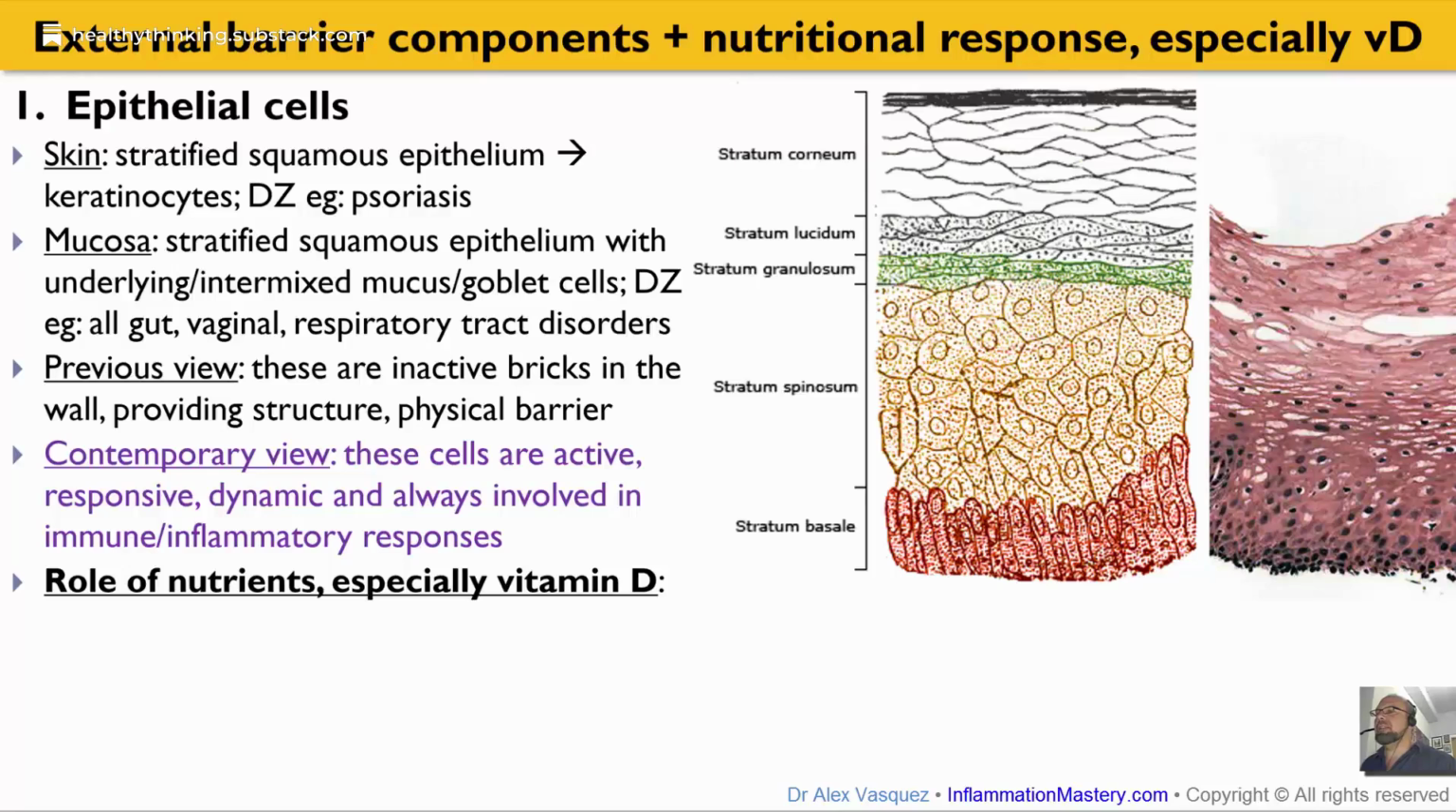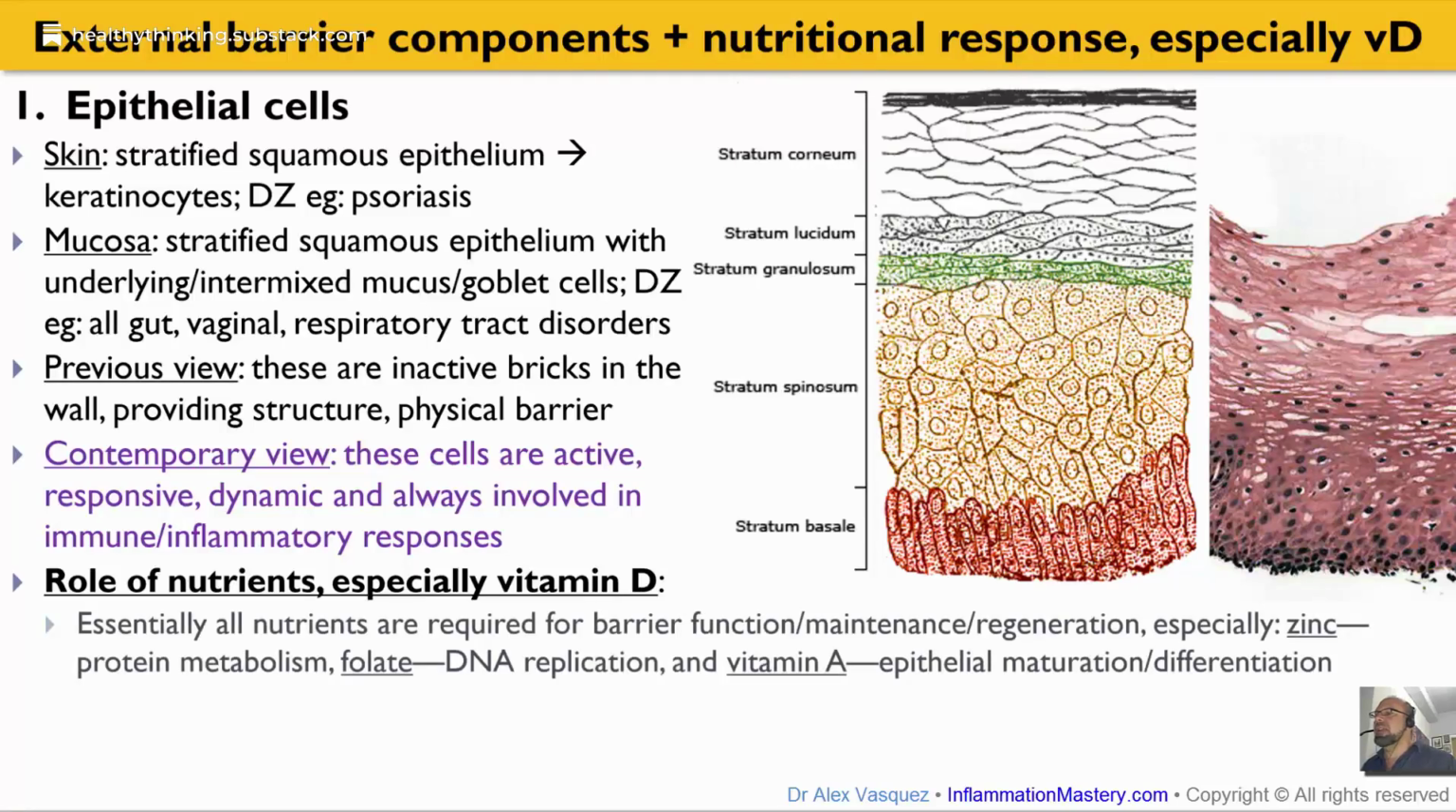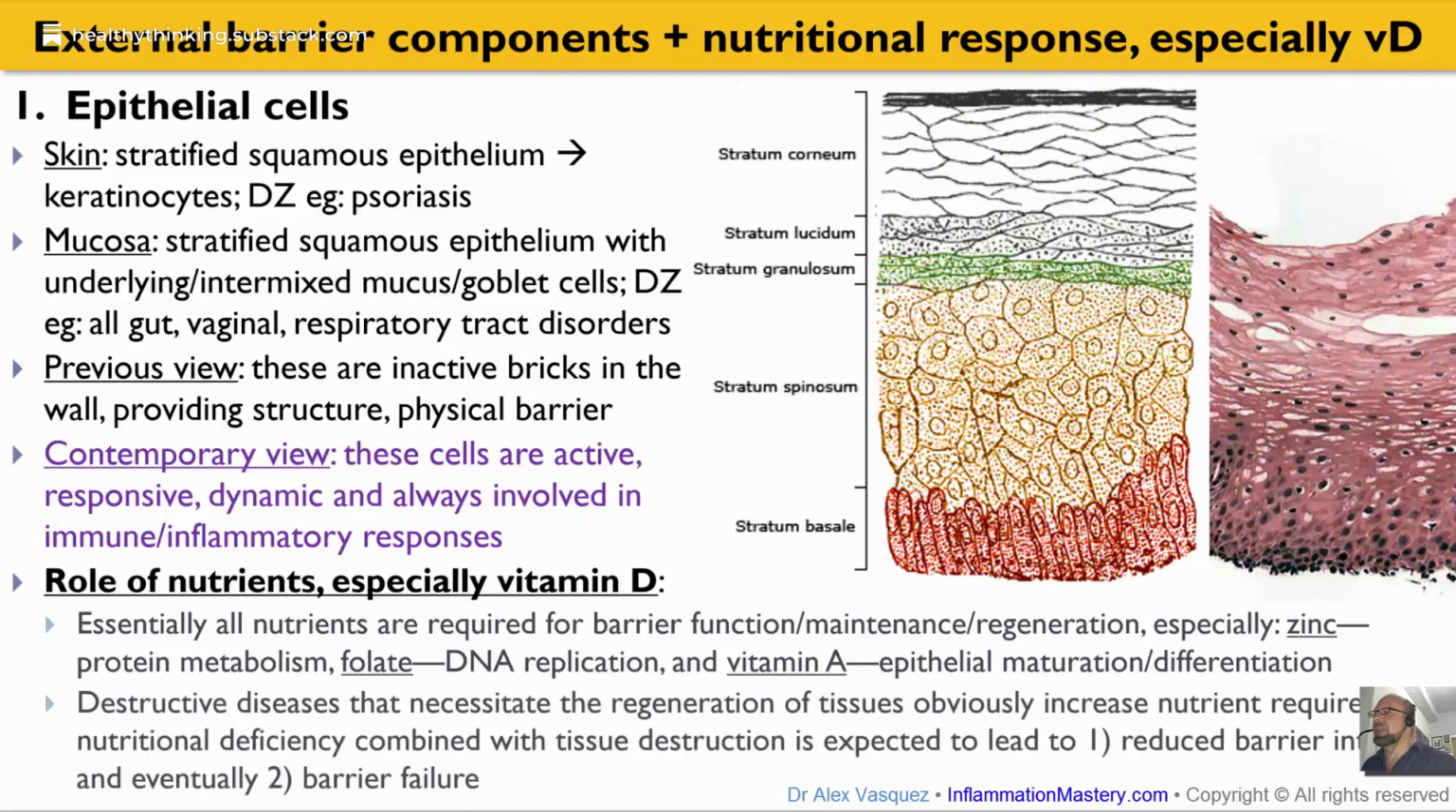So with the proliferation and maintenance of these tissues, all nutrients are important, but we're going to focus here especially on vitamin D. So again, essentially all nutrients are required for barrier function, maintenance, and regeneration, especially zinc, which is important for protein metabolism, folate, which is necessary for DNA replication, and vitamin A for epithelial maturation and differentiation. Destructive or infectious or inflammatory diseases that necessitate the regeneration of tissues obviously increase nutrient requirements. Nutritional deficiency combined with tissue destruction is expected to lead to, first, reduced barrier integrity, and secondarily to barrier failure.